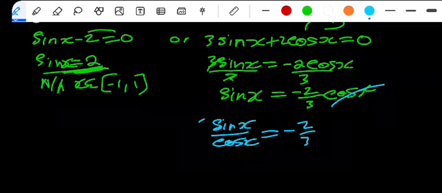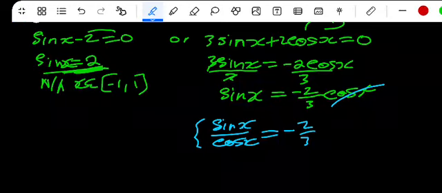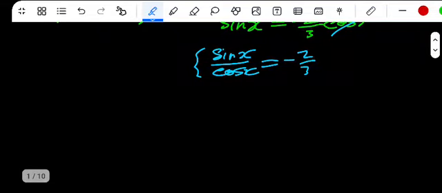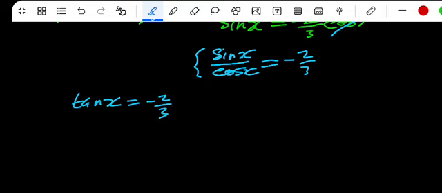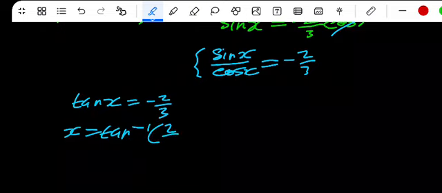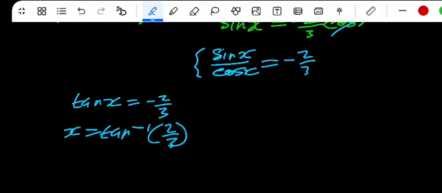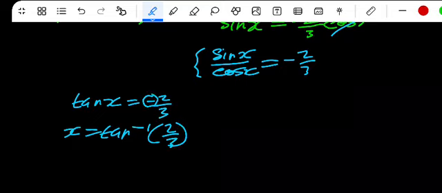So you must realize sine x over cos x is equal to tan. So here we have tan x equals -2 over 3. Then x will be the inverse tan on your calculator of 2 over 3. So you check, it is negative, isn't it? So we'll check where tan is negative, which region.